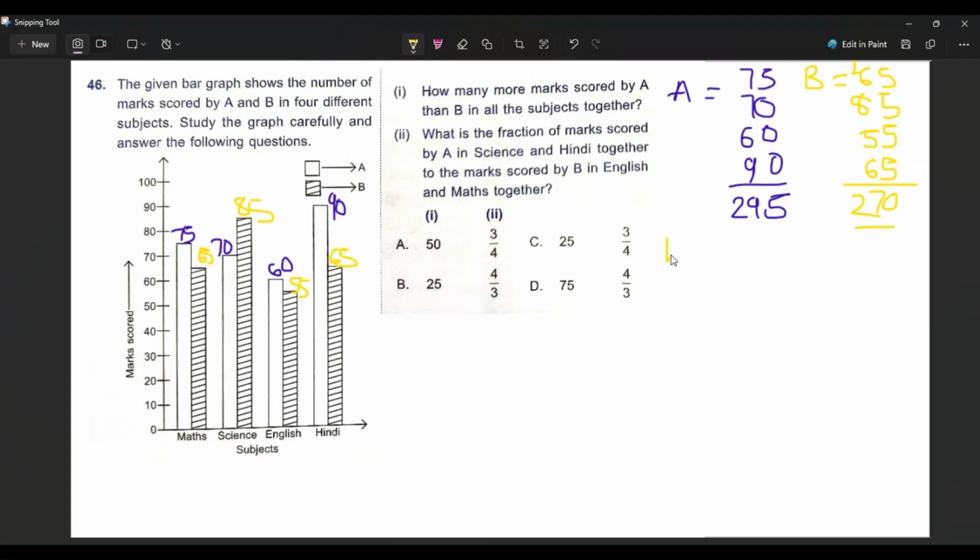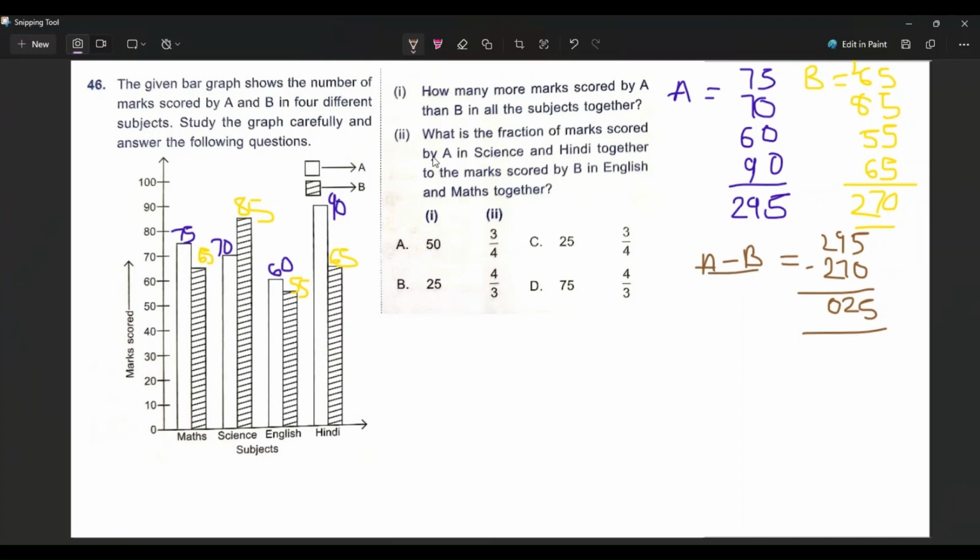So now we are supposed to do A minus B, which is equal to 295 minus 270. 5 minus 0 is 5. 9 minus 7 is 2. 2 minus 2 is 0. So 25. We got A minus B as 25. Now let's read the second statement.